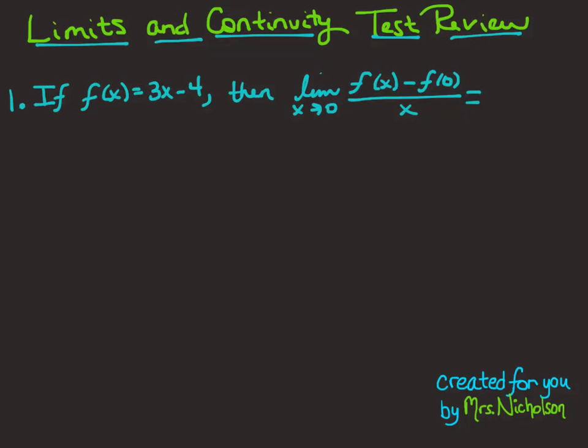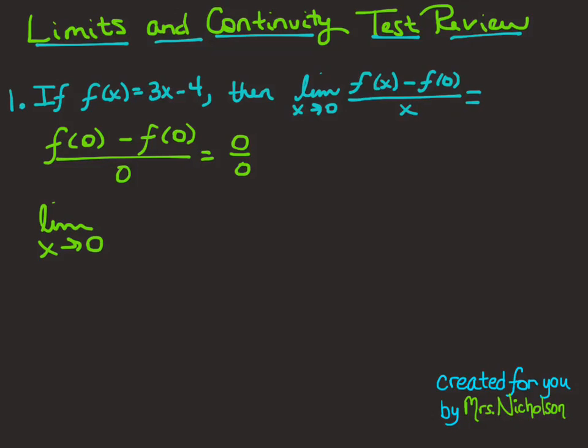Now remember, whenever we have a limit where the variable is approaching a number, the first thing we should always do is try to plug in that number. So I'm going to plug in 0, and I get f of 0 minus f of 0 over 0, which of course is equal to 0 over 0. So that indicates that there probably is a limit, and we need to do something else to figure out what it is. So I'm going to go back to our original statement.